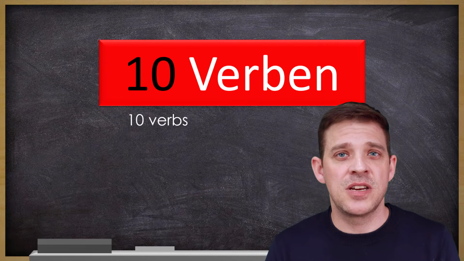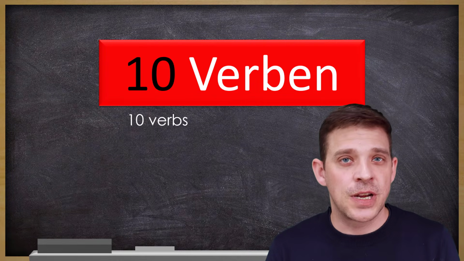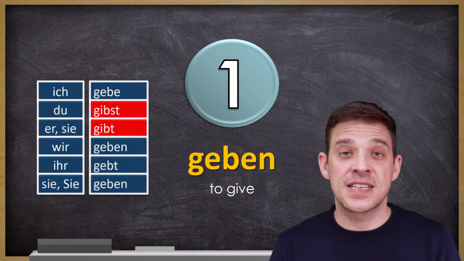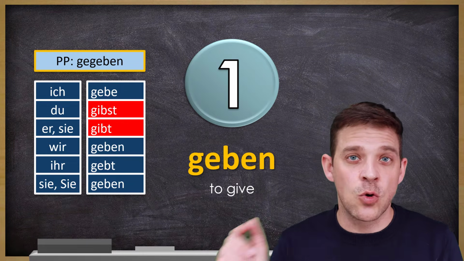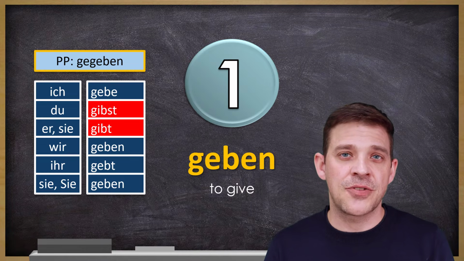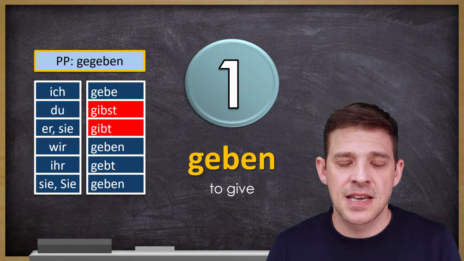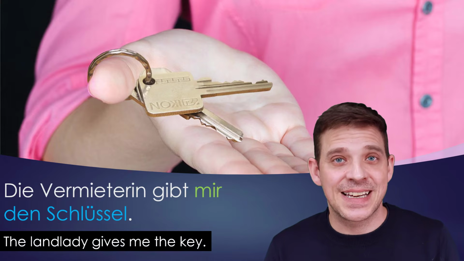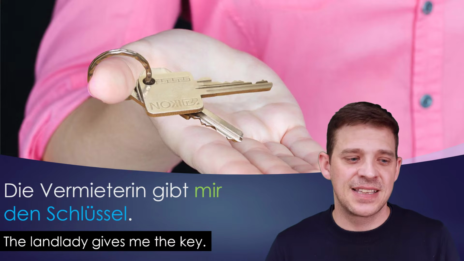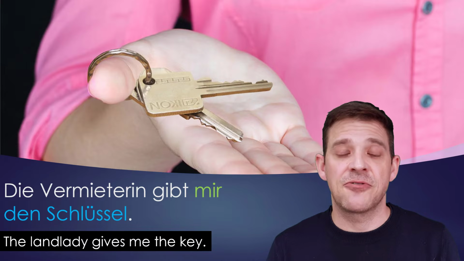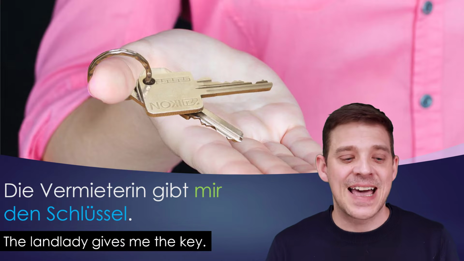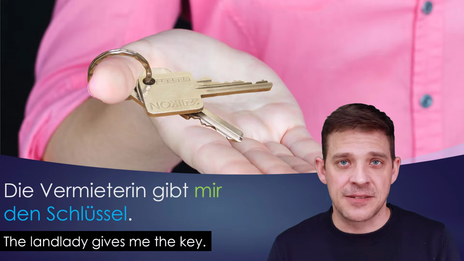The 10 most commonly used verbs which do require both cases. Number one, just as we had before, is geben. Und geben ist ein unregelmäßiges Verb, an irregular verb in present tense. Geben heißt to give. Zum Beispiel, die Vermieterin gibt mir den Schlüssel. The landlady gives me the key.